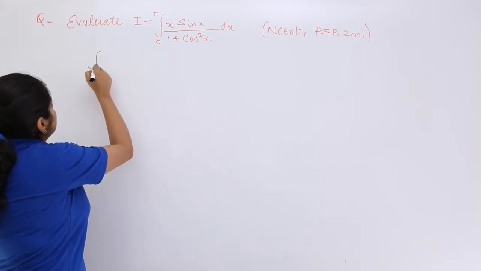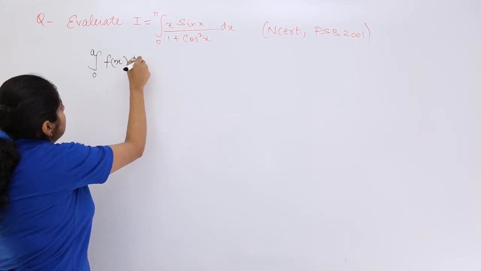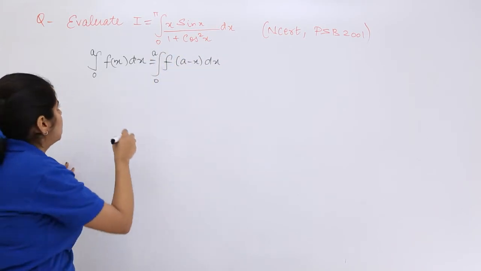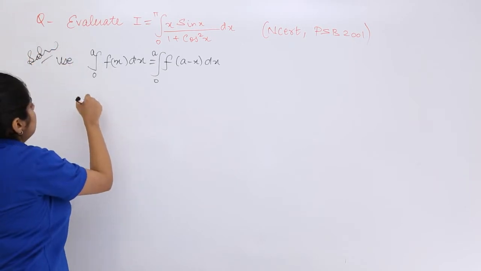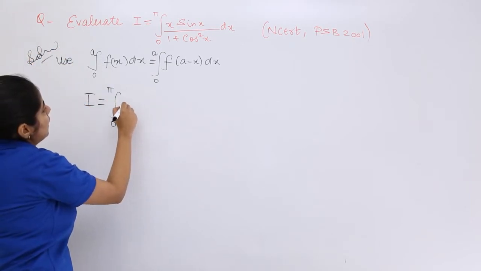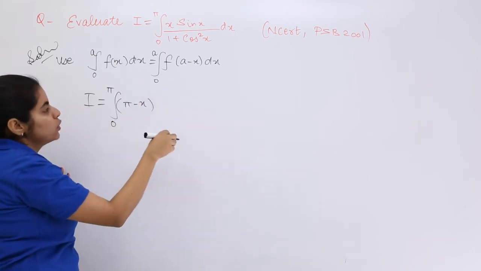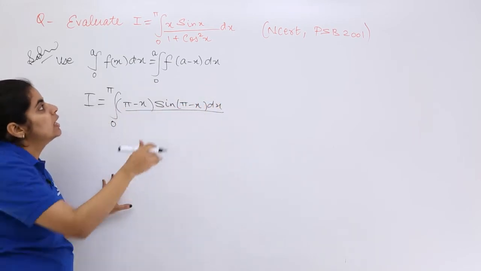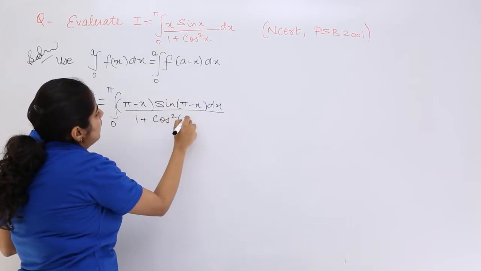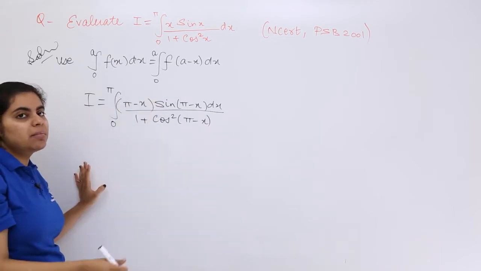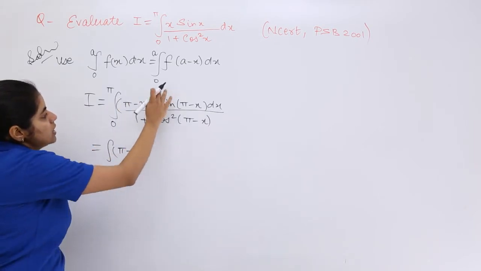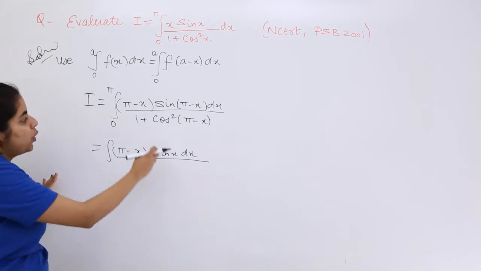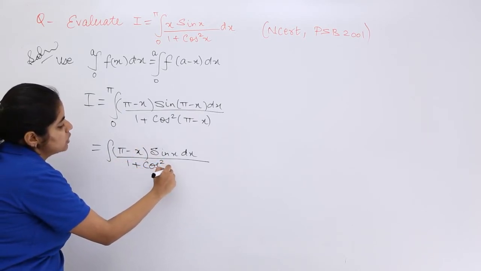If I use the property integral from 0 to a of f(x) dx, which can be evaluated as integral from 0 to a of f(a minus x) dx, how does it benefit me? So I use this property, and now my I becomes integral from 0 to pi of (pi minus x), because a is pi, times sine of (pi minus x) dx, divided by 1 plus cos square of (pi minus x). Now see, pi minus x is only here, no change. Sine of 180 minus theta is sine theta. So sine x dx upon 1 plus cos square x.